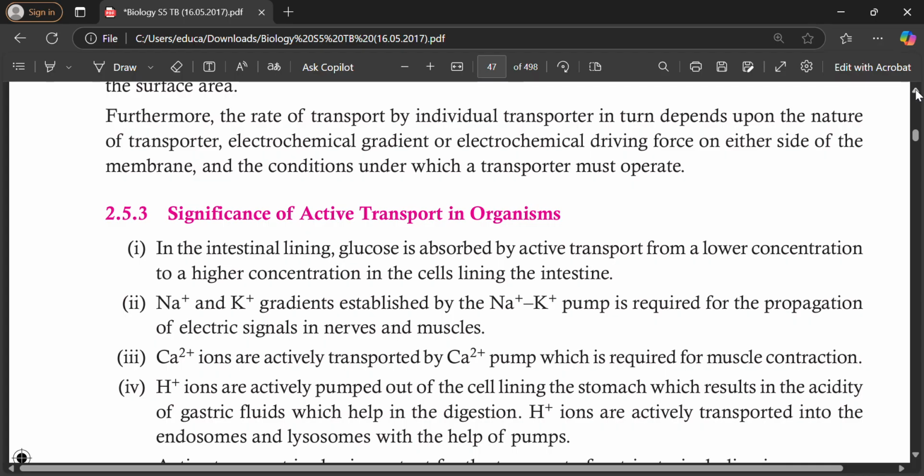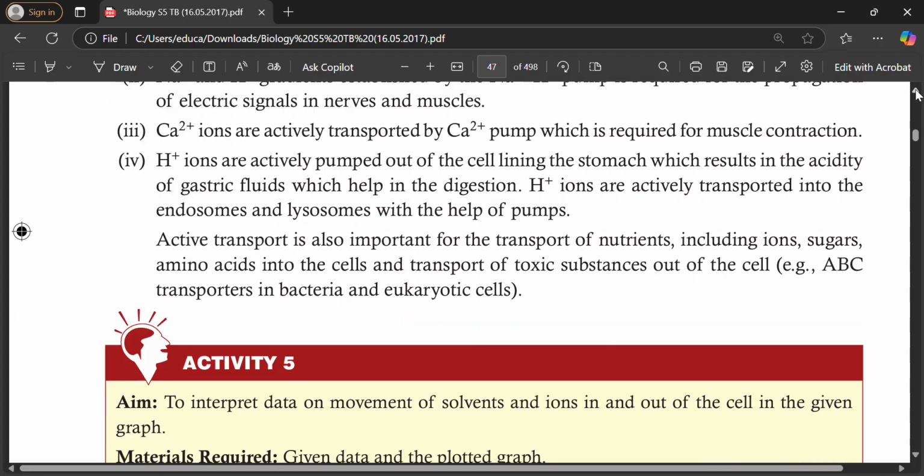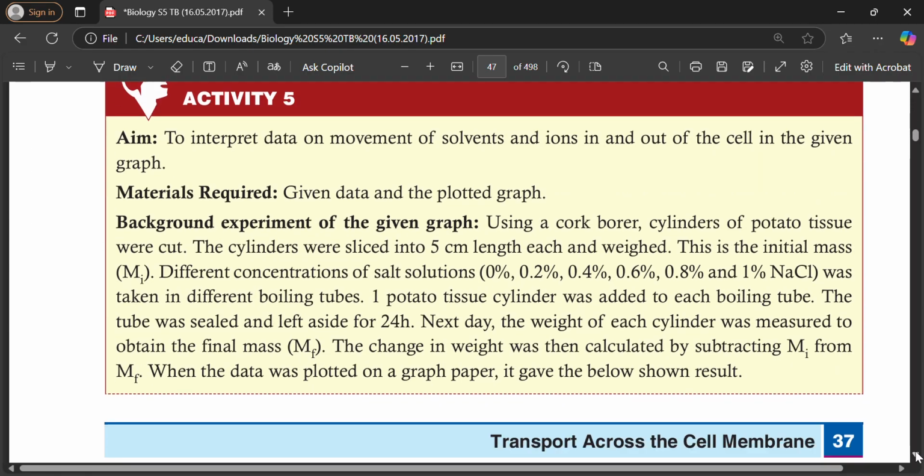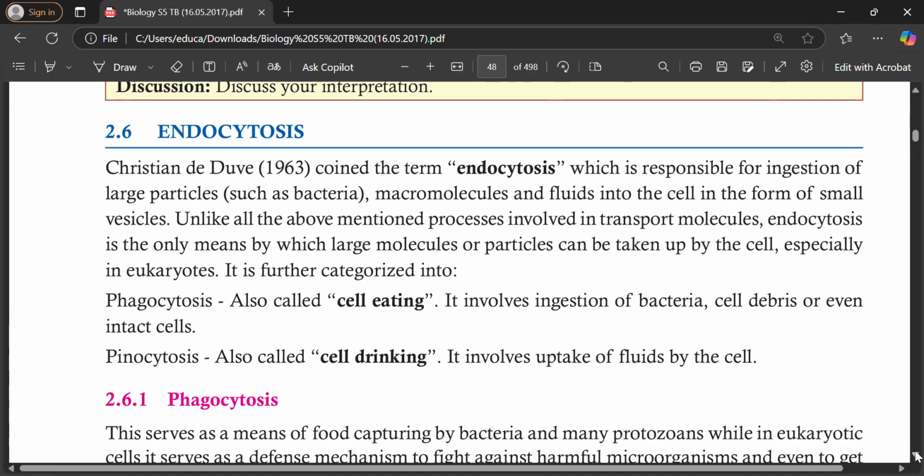muri muscle contraction. Hanyuma hydrogen ions are actively pumped out of the cell lining the stomach, which results in the acidity of gastric fluids which help in the digestion. Nuvuga ngo inafasha mu bintu by'igogora with hydrogen ions. Hanyuma rero twagiye kuri endocytosis.